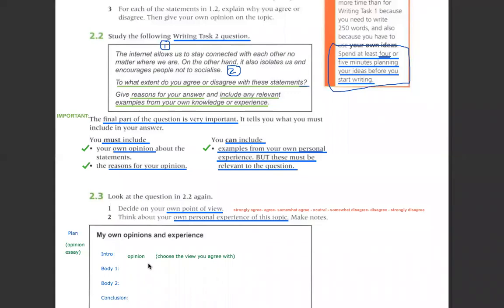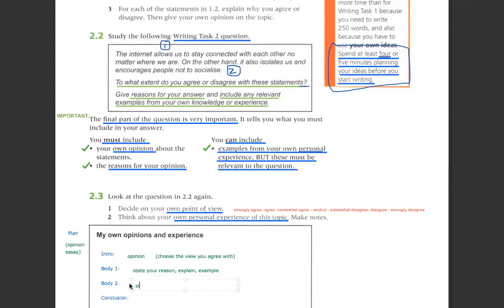So in the introduction, I state my opinion, I choose the view that I agree with. What should I put in body 2? Okay, opinion, reason, example. So remember, we need to state our reason. For example, if I said I agree with statement 1, I need to explain why I agree with statement 1. Okay, so state your reason, you can explain it a little bit more, and you can give an example.